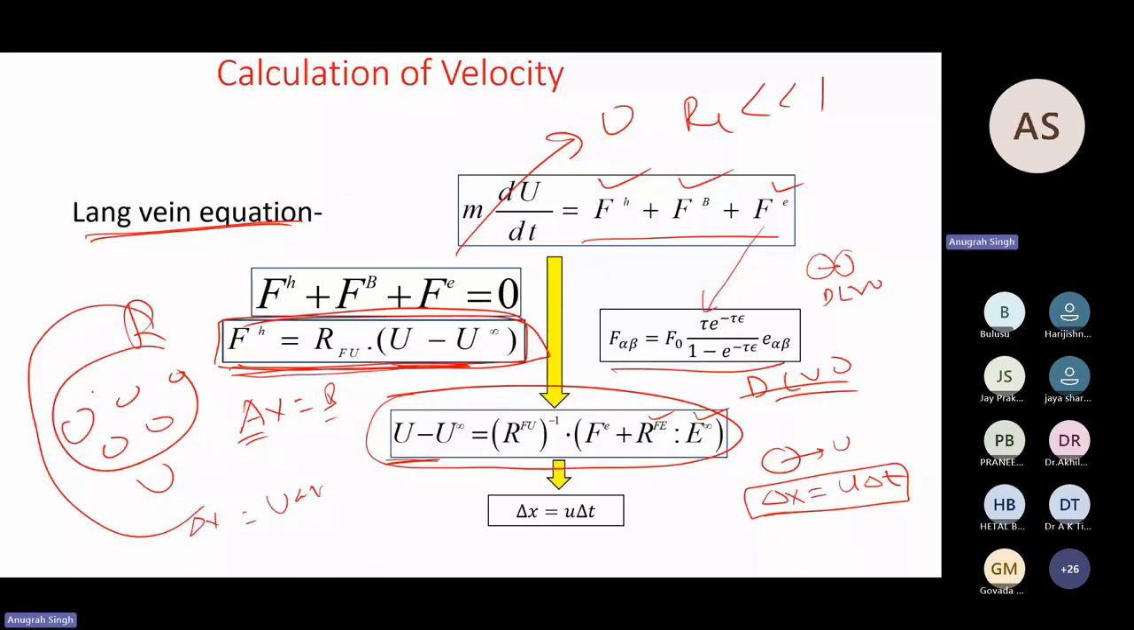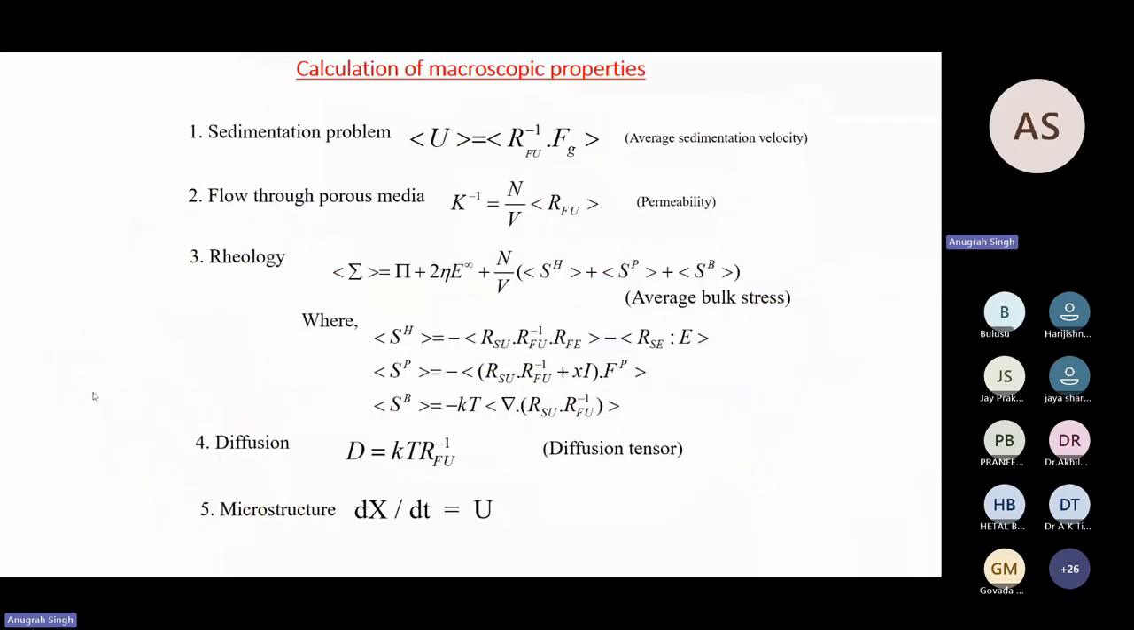As we see, the resistance matrix is very important. And once you know resistance, it solves all your problems. For example, in a sedimentation problem, if you want to study sedimentation of suspension, the average sedimentation velocity is R_FU inverse dot Fg, where Fg is the gravitational force vector. Flow through porous media: N is the number of particles in porous media. Porous media is also a suspension, only the particles are fixed and only fluid is moving. The inverse of the permeability tensor is the number of particles divided by the averaging volume, times the average of R_FU in that volume. That will give you permeability.